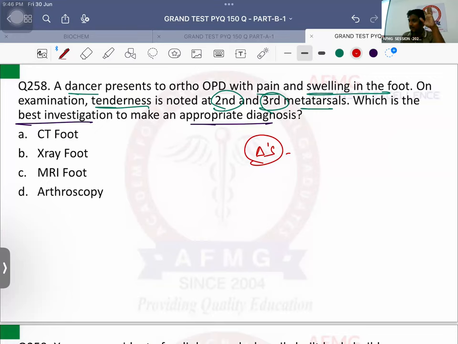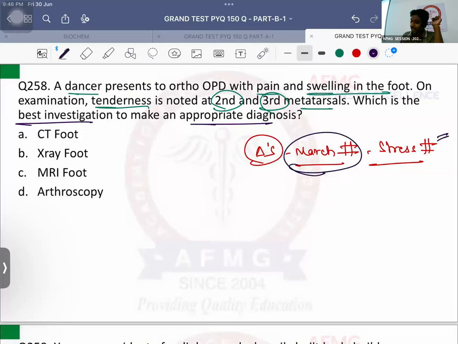Dancer's fracture is a tibial, fibula fracture. This is a case of March fracture, which is a type of stress fracture. Stress fracture means the bone is normal, it is not osteoporotic, but there is a constant pressure on the bone due to which the bone is getting fractured. A stress fracture which occurs in the second or third metatarsal shaft is called March fracture. The investigation of choice is the MRI.